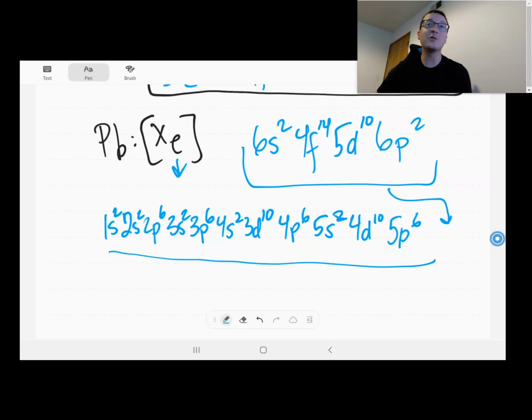You can use the noble gas version if I don't indicate that I want the full one. So you're welcome to use either one unless I specify I want noble gas configuration or I want standard configuration. Standard is the one that has all of them, so that would be standard down here. And then the above one with the xenon is going to be noble gas shortcut, okay?